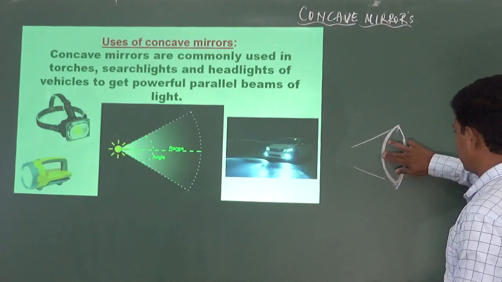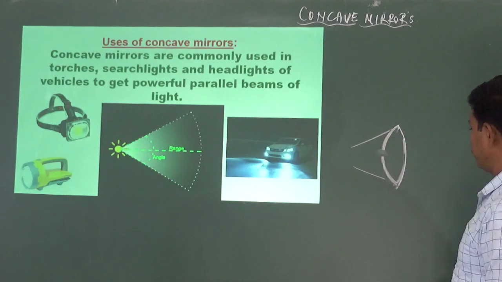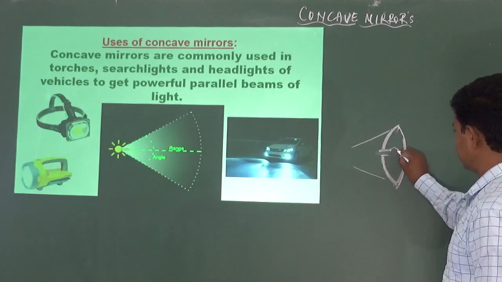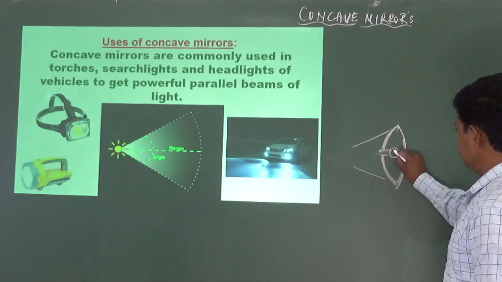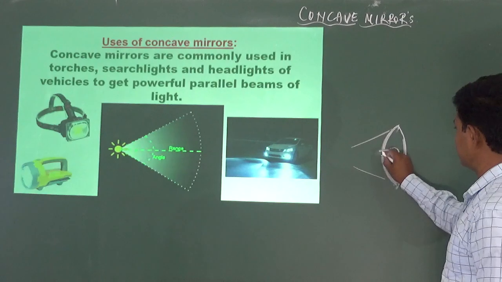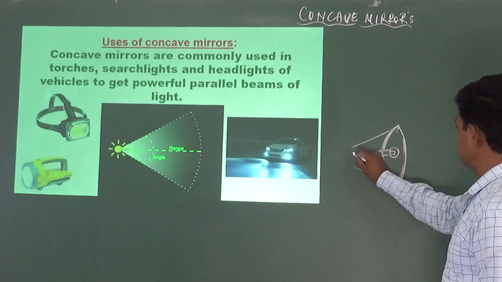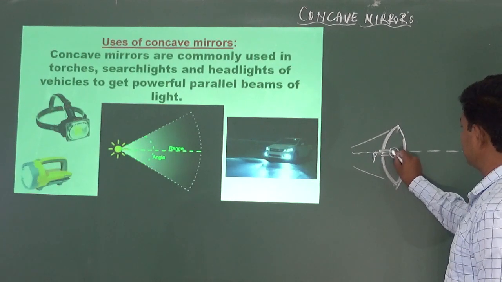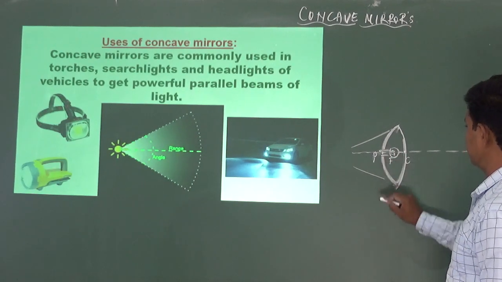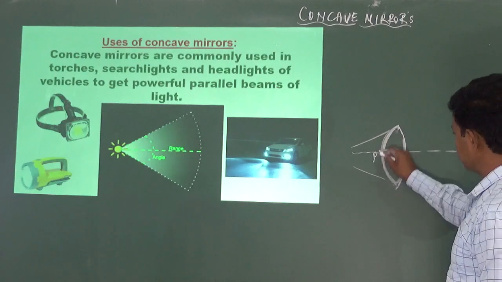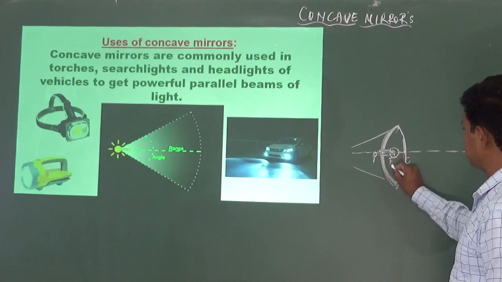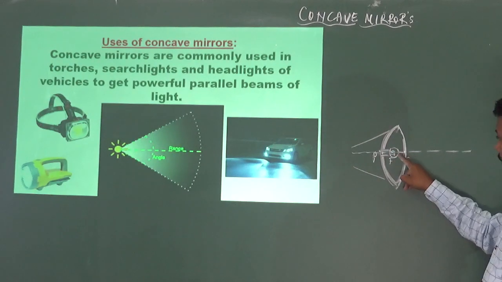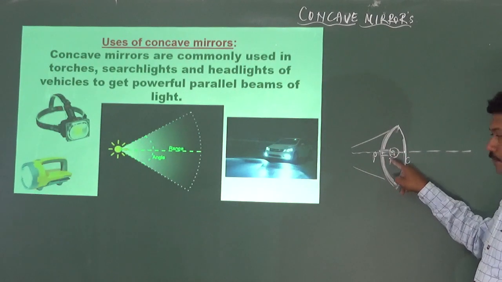At the center you will have an opening, that is, at the pole of the mirror they will adjust and keep a bulb at this point. This is the bulb. If this is the pole of the mirror and this is the center of curvature, this will be the principal focus. For this mirror, this point will be the principal focus, where you will have the filament of the bulb. The filament of the bulb is exactly placed at the focus of the mirror.